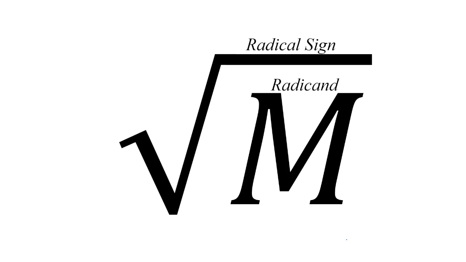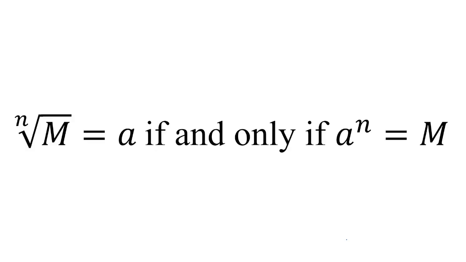But I want to introduce to you something new. You will see a smaller number inside the pocket, which is called the index. Now, what does index actually mean? Well, I'll show you. The nth root of m, and that's how it's read, the nth root of m equals a, if and only if a to the nth power is m.